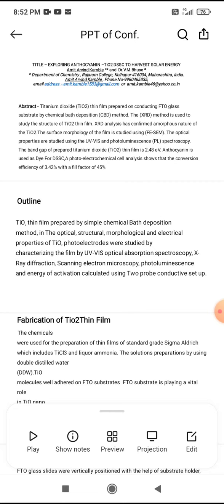Outline: TiO2 thin films prepared by simple chemical bath deposition method. The optical, structural, morphological, and electrical properties of the TiO2 photoelectrodes were studied by characterizing the film by UV-visible optical absorption spectroscopy, X-ray diffraction, scanning electron microscopy, photoluminescence, and activation energy calculated by using a two-probe conductivity setup. Fabrication of TiO2 film.